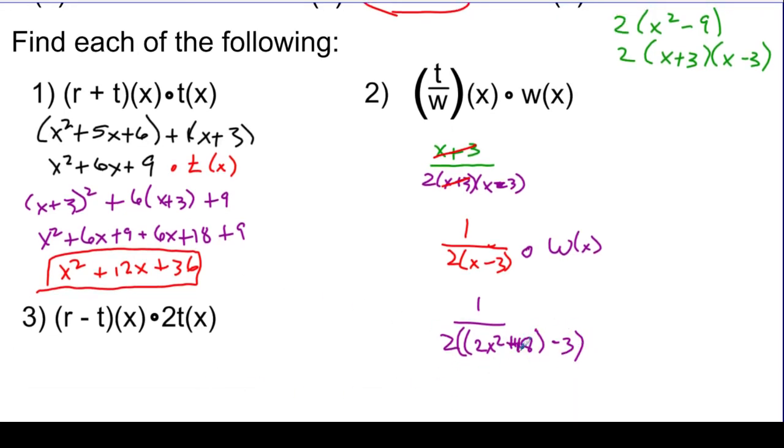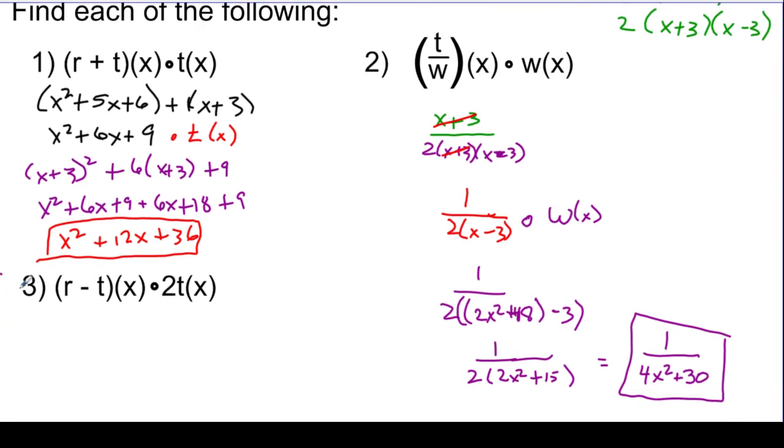This looks like 18 minus 3, 1 over 2 times 2x squared plus 15, and you can either leave it unsimplified like that, or we'll distribute here. That looks like 4x squared plus 30, and I'd say that is, after I divide t and w and then compose another w into that, the resulting expression.